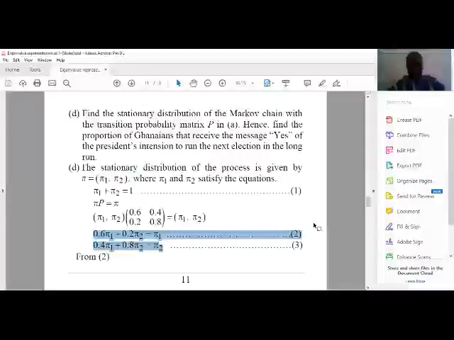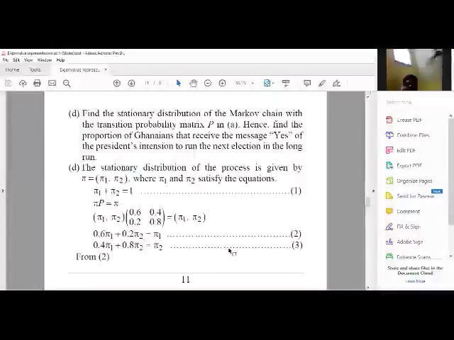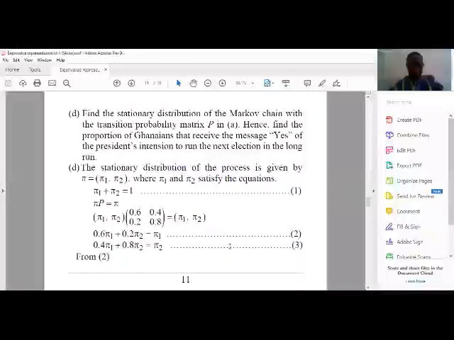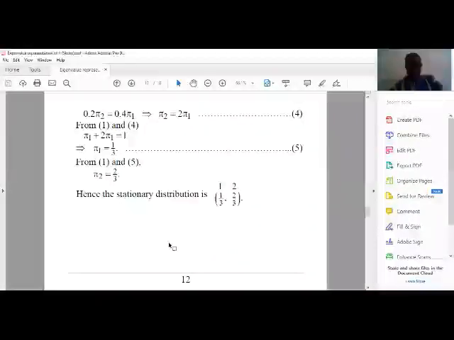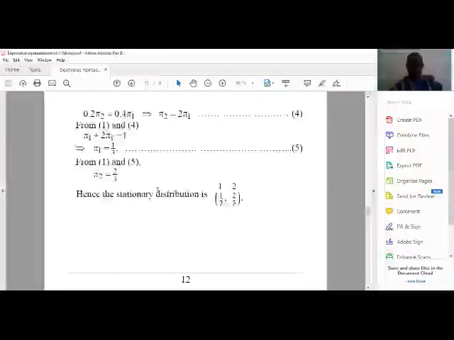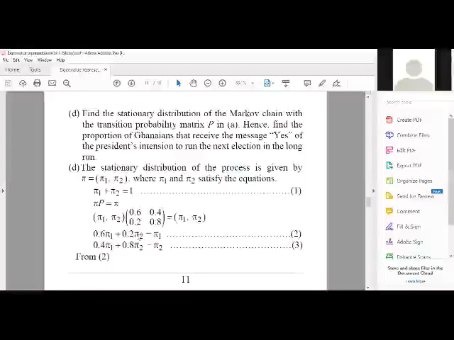Do you know how to use your calculator to solve simultaneous equations? Yes, sir. Because this is written work, I'll do it by hand. So I use equation 2. From equation 2, I move this to this side and it will subtract. When you move this to the other side, you get what? 0.5 pi 1.